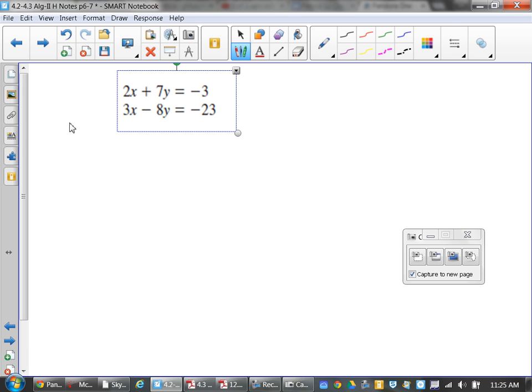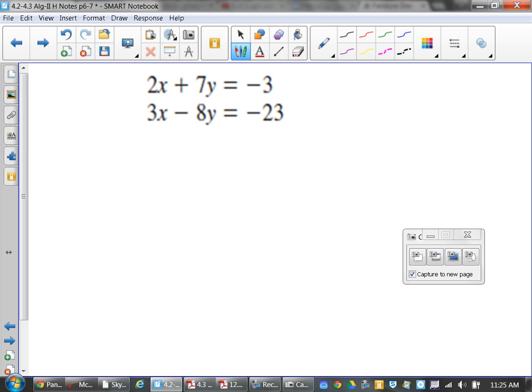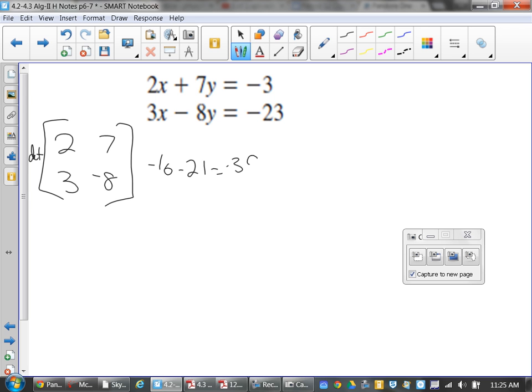2x plus 7y equals negative 3, 3x minus 8y equals negative 23. Get your coefficient matrix. Find the determinant. Negative 16 minus 21, negative 37.